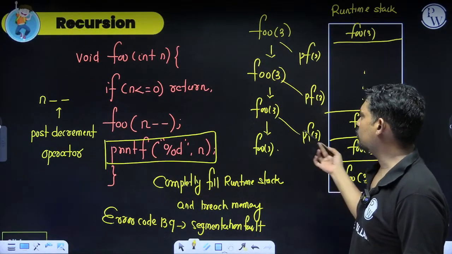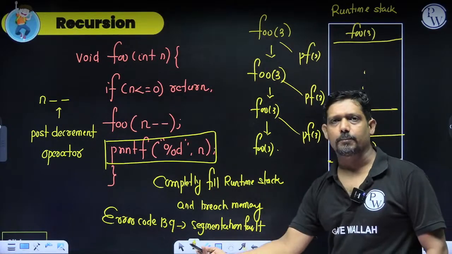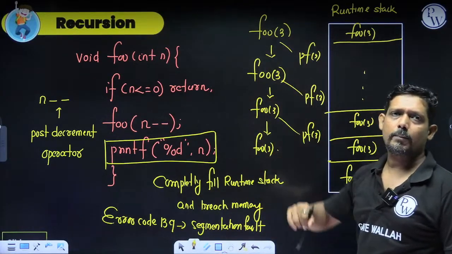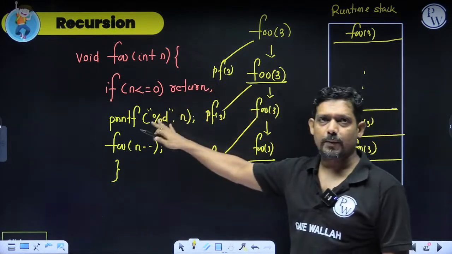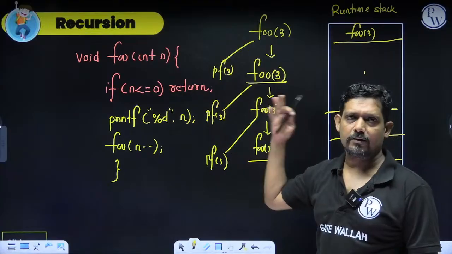Control will never reach this printf3. It will keep on going into the depth till memory breach. But here, it will first print and then go to foo3, fifth print, then go through.